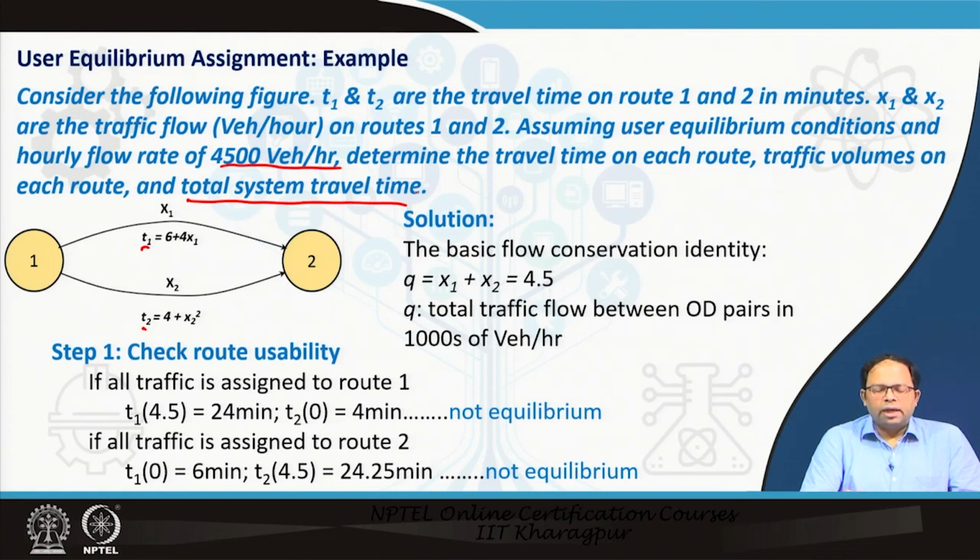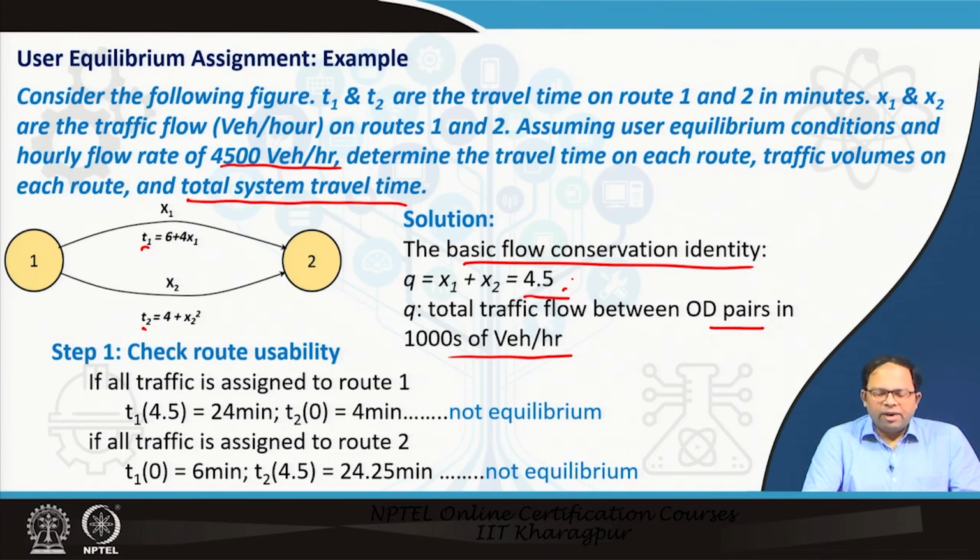The solution, how we consider it: first we consider the basic flow conservation identity, that is the total flow, x1 plus x2 is equal to 4.5. Now 4.5 is basically 4500 vehicles per hour. We have taken it in thousands of vehicles per hour, so that's why we have taken 4.5, just to make our calculations easy. So Q is the total traffic volume between the OD pair 1 and 2, and x1 and x2 are the two routes. So overall, between these two routes, the total flow would be 4.5.